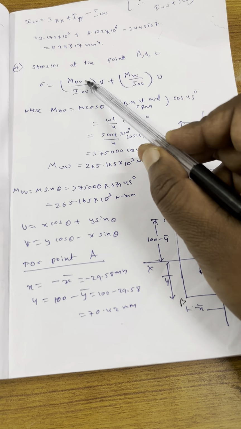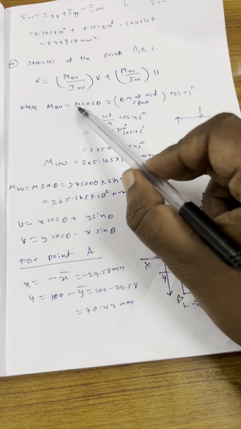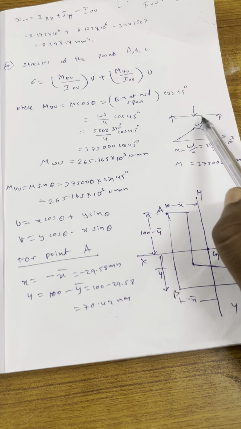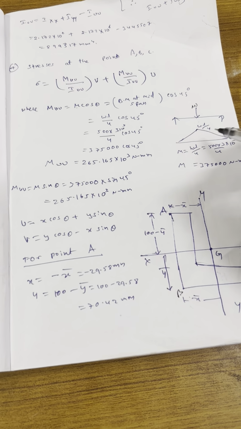Now what is MVV? MUU = M cos theta. What is M? Bending moment at midspan. So this is a given problem: a simply supported case with a point load at the center. For this case, we know that the maximum bending moment is WL by 4.